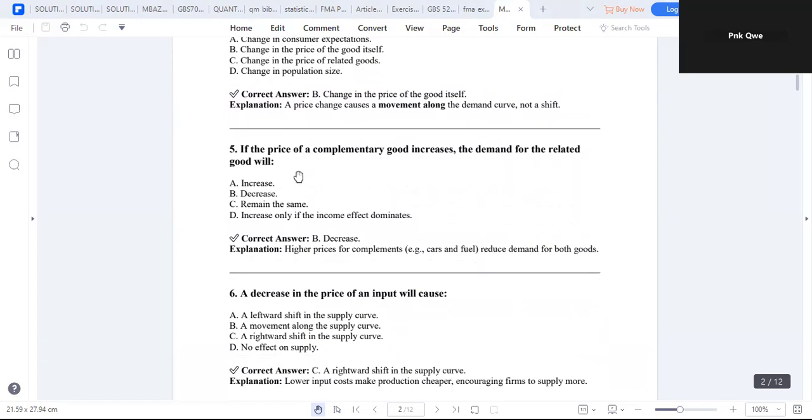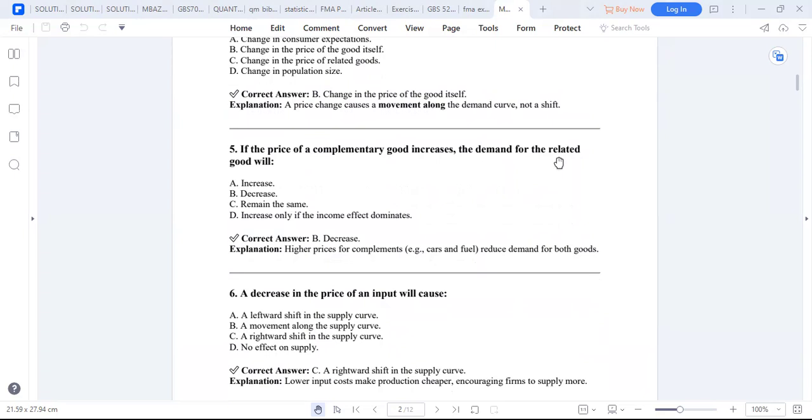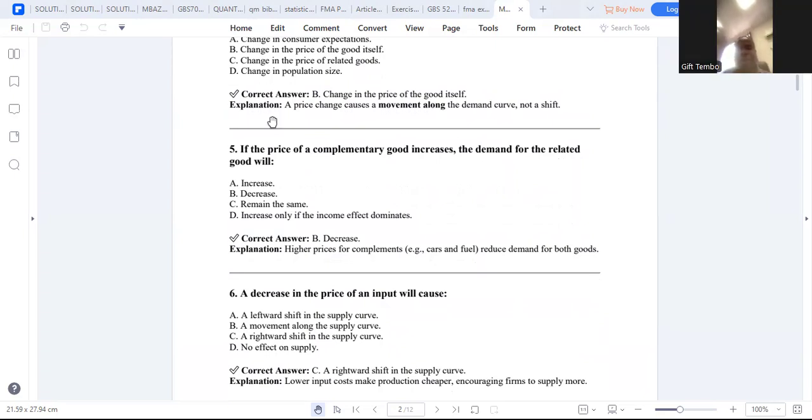Question number 5. If the price of a complementary good increases, the demand of the related... Mr. Collins, yes. I'm just multitasking. That's why I'm quiet. Thanks. All right.